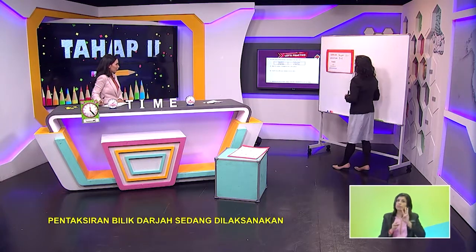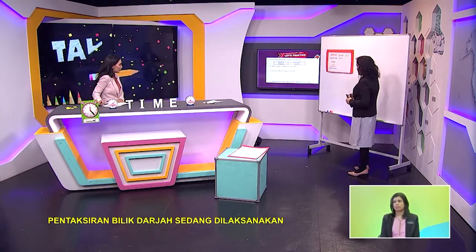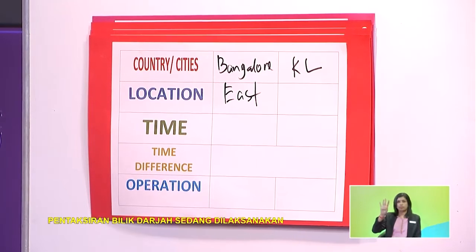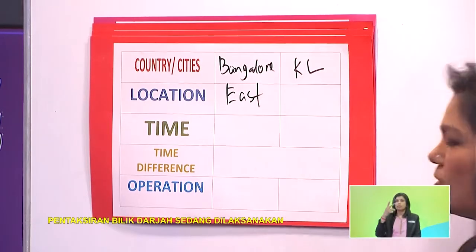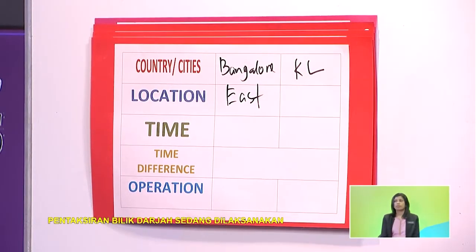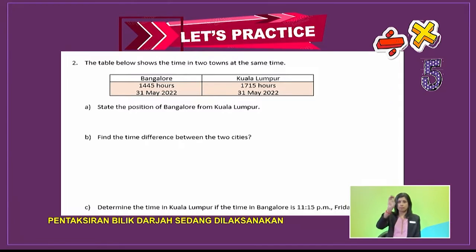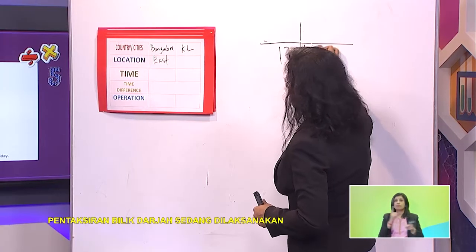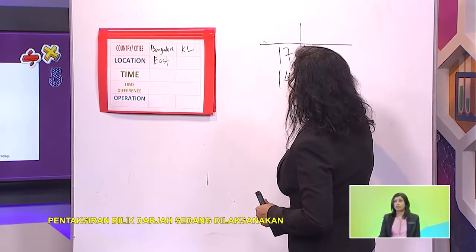Okay. How about the time? Time difference. 14:45 hours, 17:15 hours. Okay, the first question you have already done. How about B? B, find the time difference between the two cities. What you must do is subtract. So the time given is 17:15 in Kuala Lumpur and 14:45.